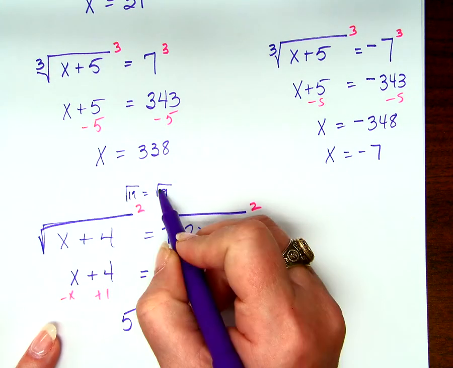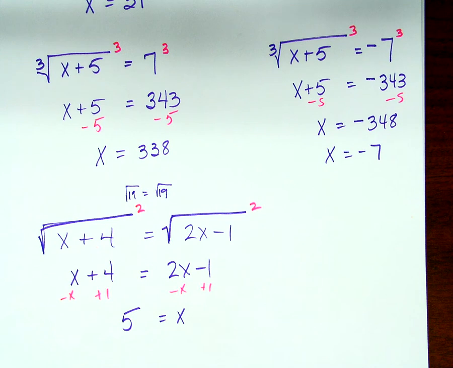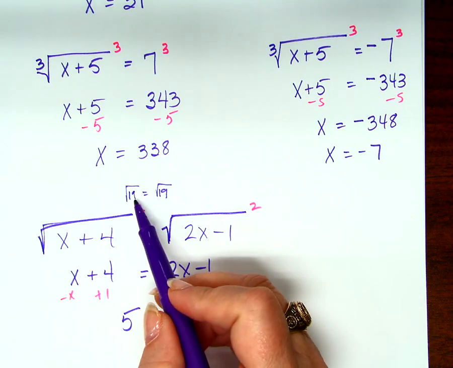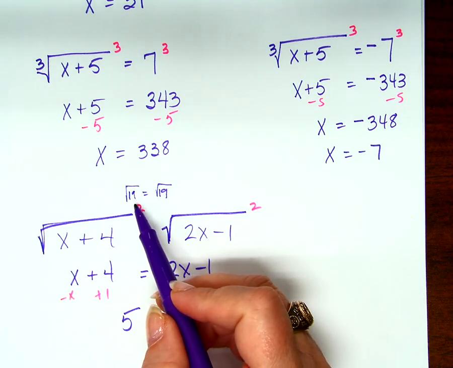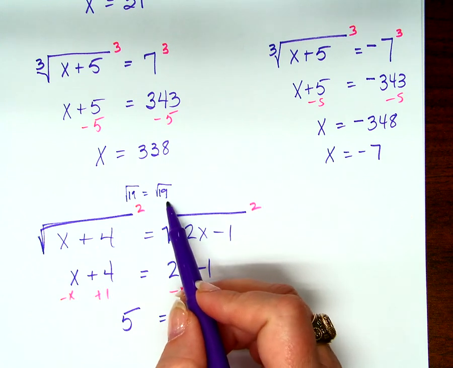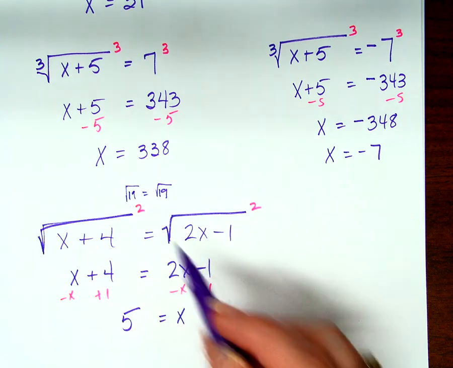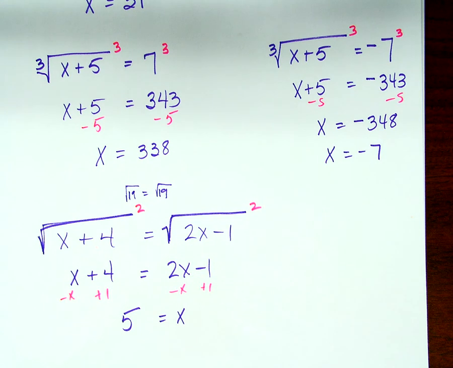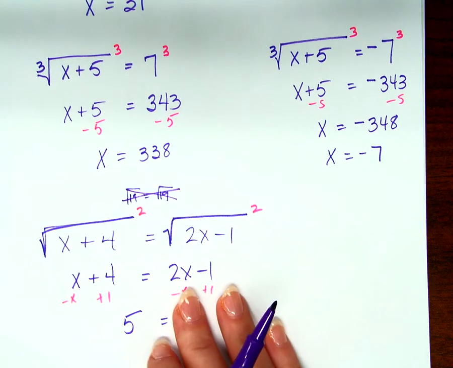But what if this number was like 17? Or like, we'll just make it 19, because I don't know the square root of 19 either. Do I have to know what the square root of 19 is? Or is it good enough to know that the square root of 19 equals the square root of 19? Yeah, for sure. I don't have to take this down to a decimal just to make sure they equal each other, right? Because I know that the square root of 19 would equal the square root of 19. Okay?